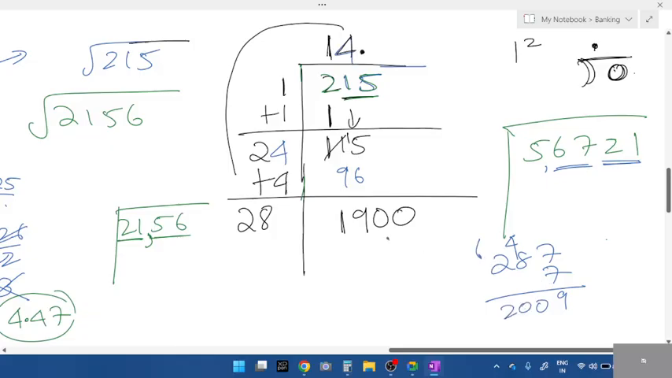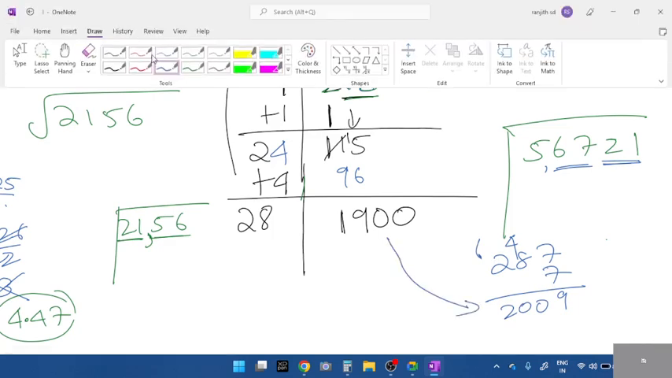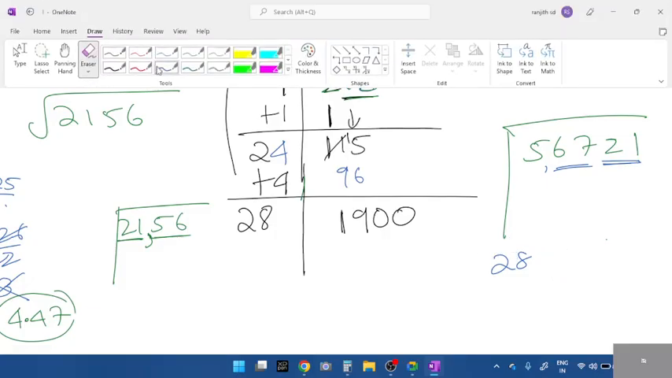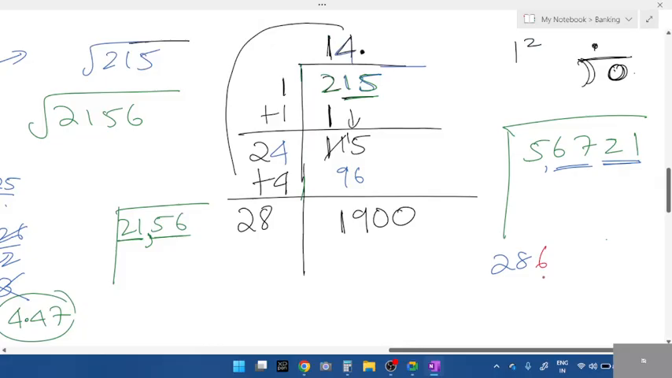If I take 7, isn't it greater than 1900? So what value I have to take? Tell me what value. Next to 28, what should I multiply? 6. If I multiply 6 here, same 6 I should write on top. Look at the colors. 6 and 6. 6 6s are 36, 6 8s are 48, 48 plus 3 is 51, 6 2s are 12, 12 plus 5 is 17. We got less.